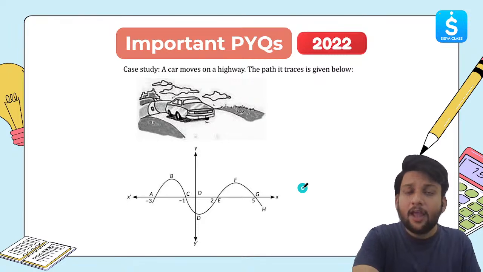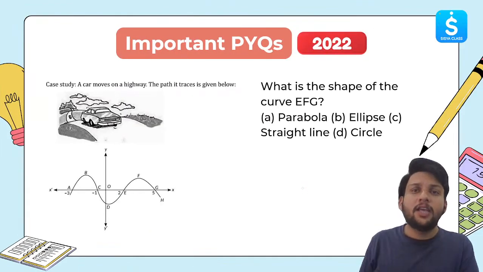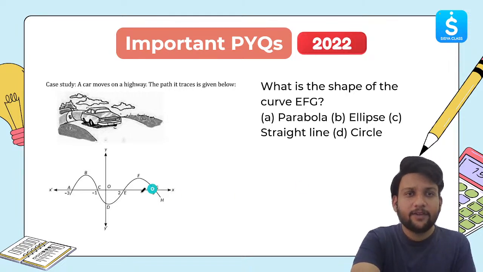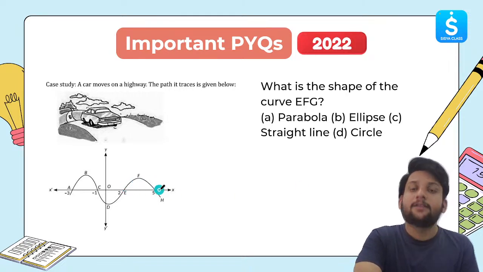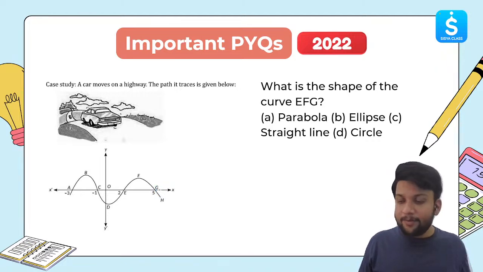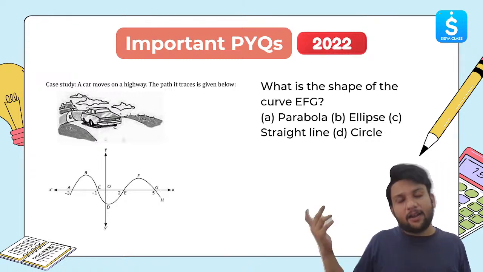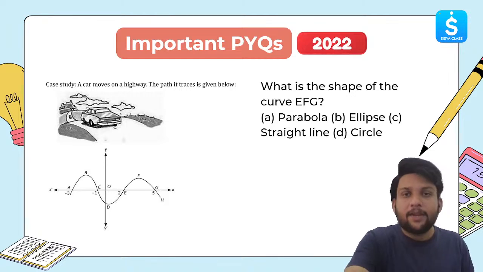All right. Now, there will be certain questions that come with this. First of all, what is the shape of the curve EFG? Where is EFG? This is EFG. This is nothing but a parabola, right? A downward parabola. If you remember the session I took on quadratic equations, you must be saying that this is a parabola, and that too downward. So clearly option A is correct.